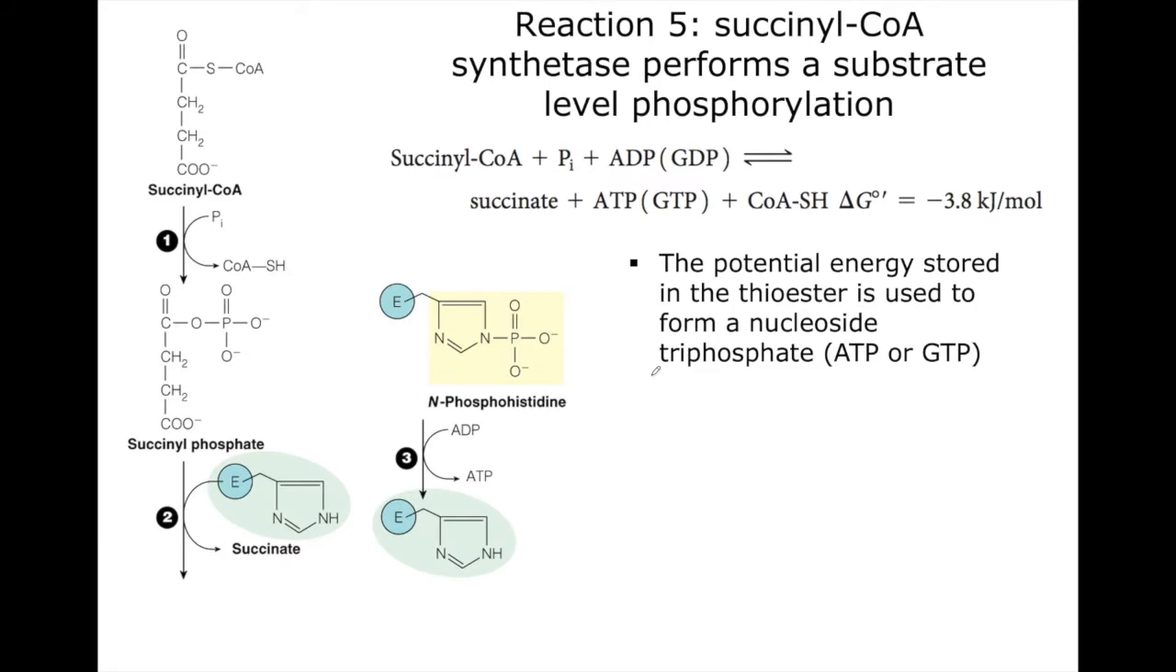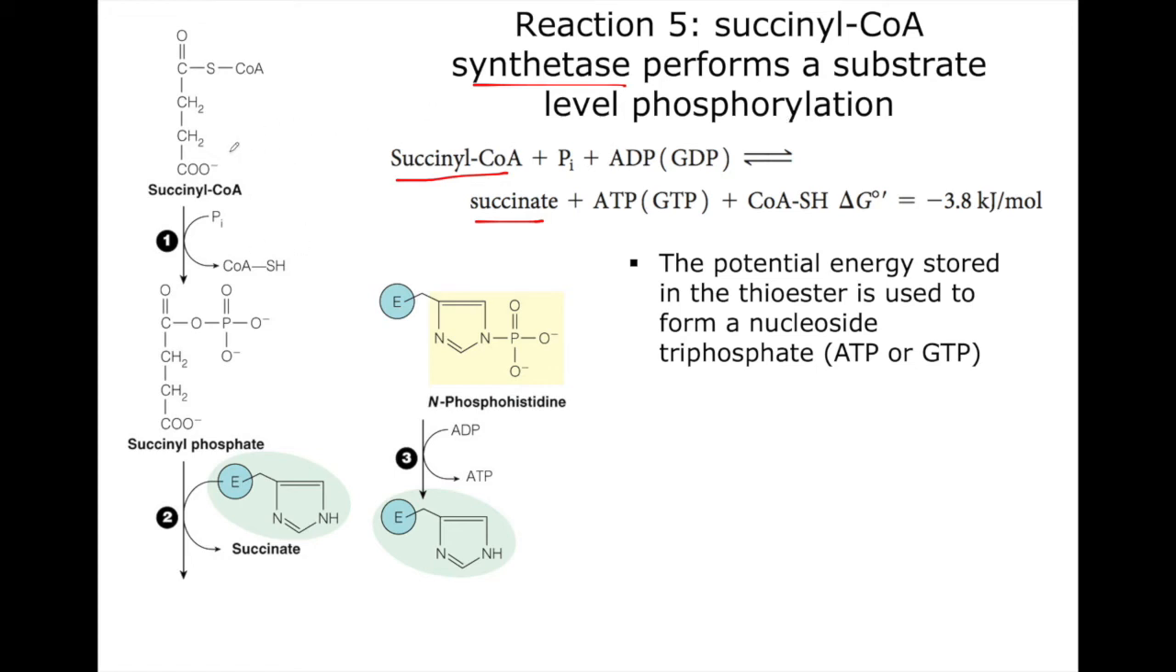So let's move on and look at reaction 5. Of course, we start with succinyl-CoA, which is the product of our last reaction, and we're going to convert succinyl-CoA into a molecule called succinate. The enzyme that catalyzes this reaction is succinyl-CoA synthetase. And here, a very important thing is this enzyme will also perform a substrate level phosphorylation.